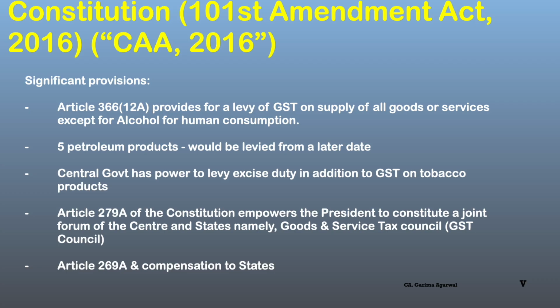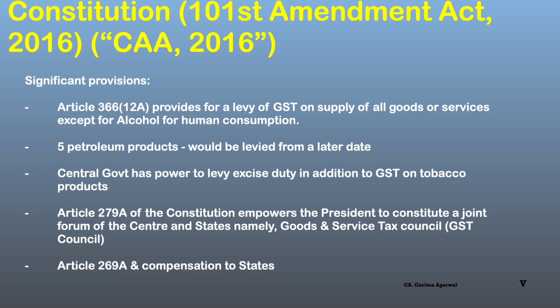Apart from that, other provisions under CAA 2016 are, it has also kept 5 petroleum products, that is crude, petrol, diesel, ATF, natural gas out of GST, but temporarily. It has to be included on a future date by the recommendation of the GST Council. Apart from that, central government has power to levy excise duty in addition to GST on tobacco products. These we have already discussed in the previous sections.